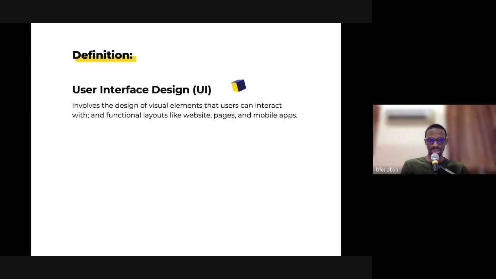It involves the design of visual elements that users can interact with, right? Elements like the buttons, the forms, menus. Basically, the form you filled out that brought you to this particular section, that's a functional element that a UI designer would generally do. UI design also involves designing website pages, landing pages, and generally mobile applications.